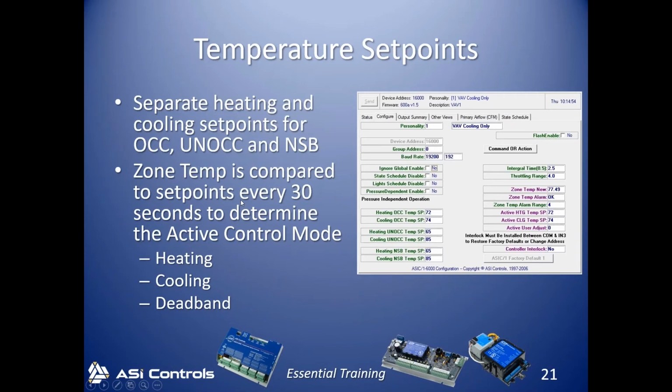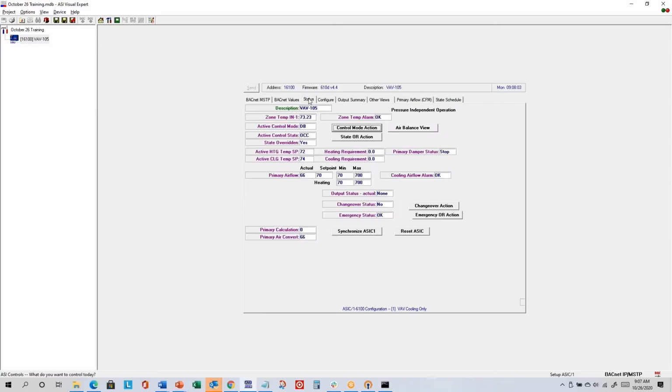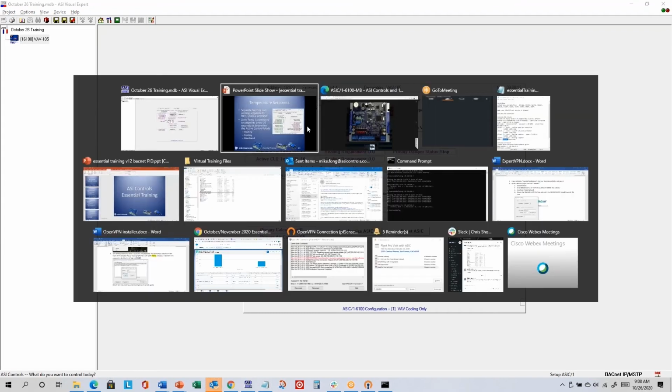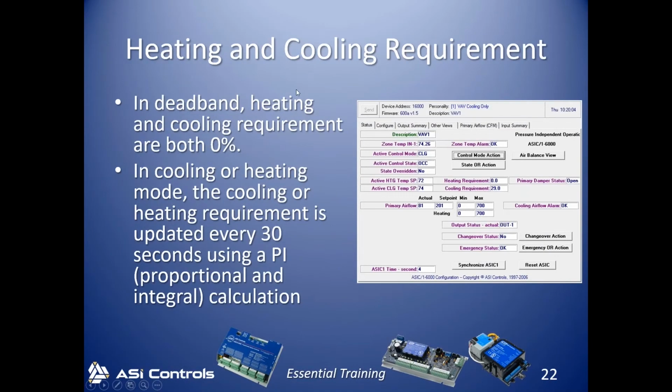And so if we look at our controllers, at least my controller, my temperature is between the heating and the cooling set point, so it happens to be in deadband right now. So going back to the status tab, there are heating and cooling requirements shown, and those are in percentage between 0 and 100%. So in deadband, both the heating and the cooling requirement are 0%.